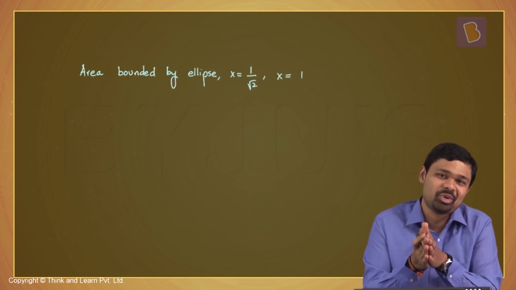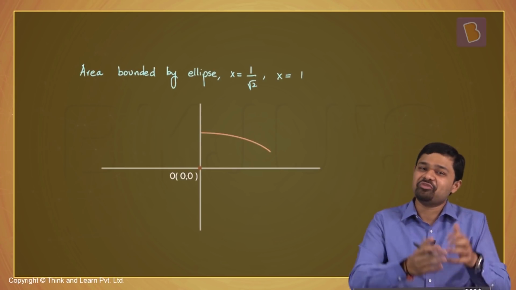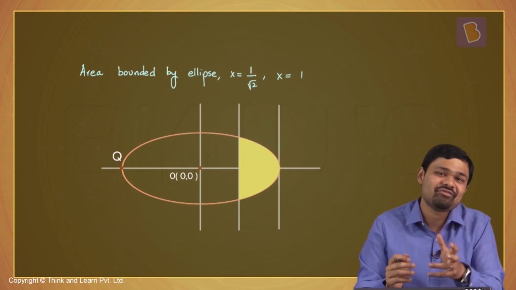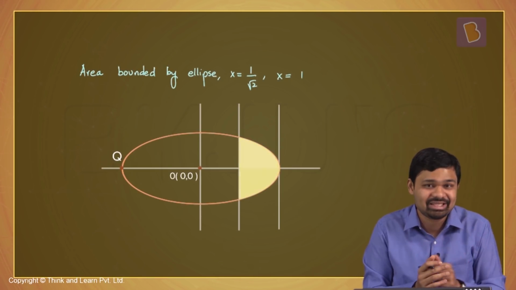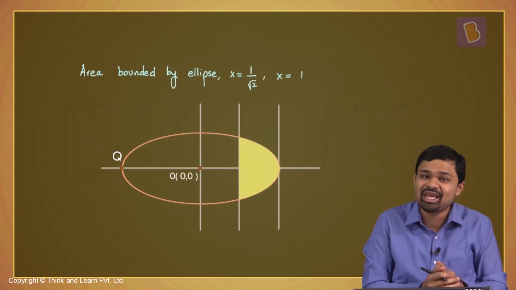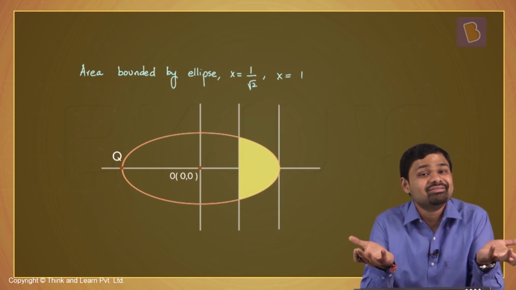Now, how hard is this question? Look at the area that you have to find out. A very simple area that you have to find out. It's a very simple integration question. The area is in fact symmetric about the x-axis. So you just have to find 1/2 of the area and multiply it by 2, and you arrive at the solution.